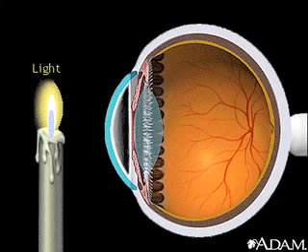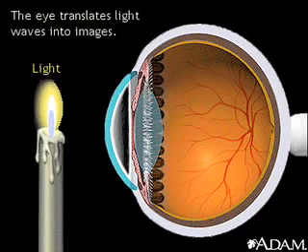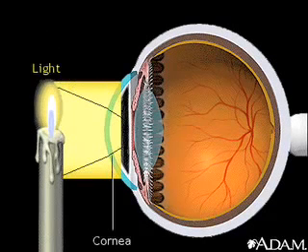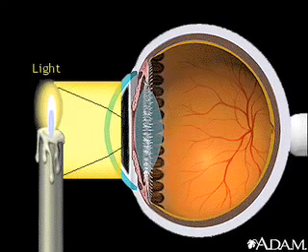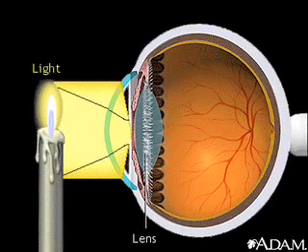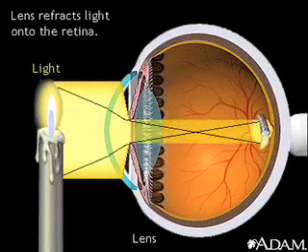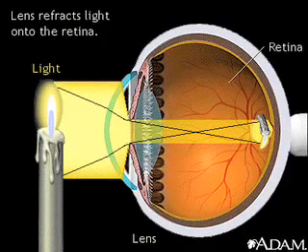Light from this candle can be used to show how the eye translates light waves into images. First, the candlelight passes through the cornea, a clear dome-like structure covering the iris, or colored part of the eye. The cornea bends or refracts the candlelight onto the lens. The light is then refracted a second time while passing through the lens, finally focusing on the retina. The retina is the light-sensitive part of the eye.